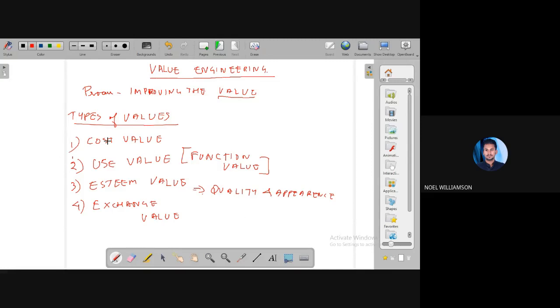So these are the main types of values. First one, cost value, which is mainly associated with the cost of a product, cost of the material, labor, or any other element of the cost that has been incurred to produce an item or produce a service. Second is the use value. So it is the value of the functions performed. Next is the esteem value, which is dependent on the quality and appearance. And finally, the exchange value.